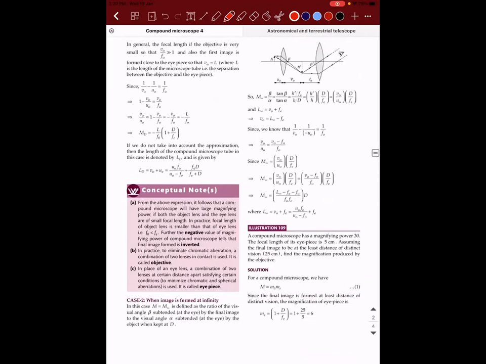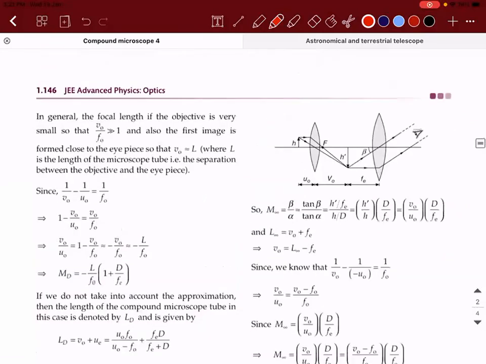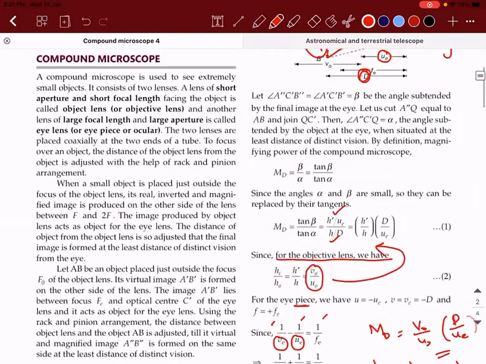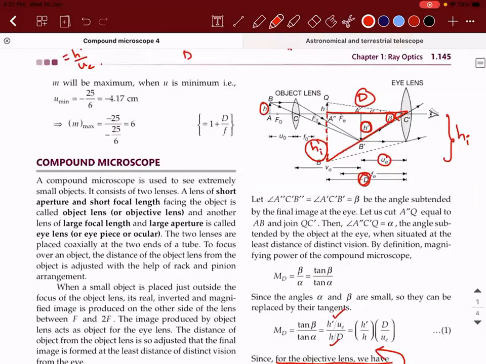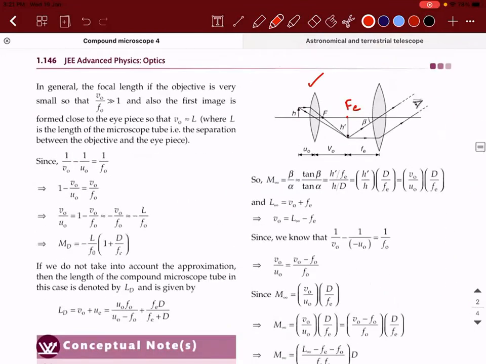Now what happens when the image is formed at infinity? You guys tell me the logic. The logic is very simple. When the image is formed at infinity, the image due to the first object should be formed exactly at the focal point of the eyepiece. So here what happened? Here it formed between the focus and the optical center, whereas here it is formed exactly at the focus, right? So H and this is H dash, so that the final image is formed at infinity, right?